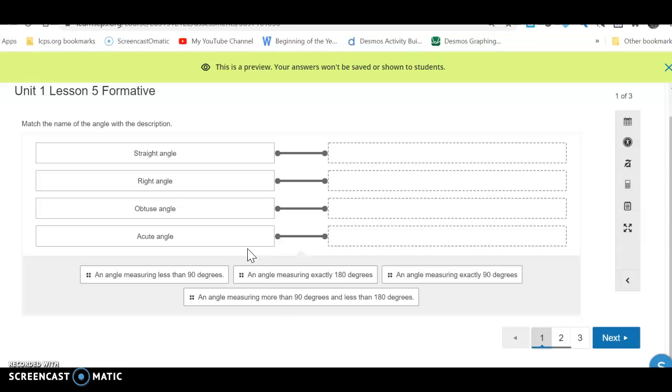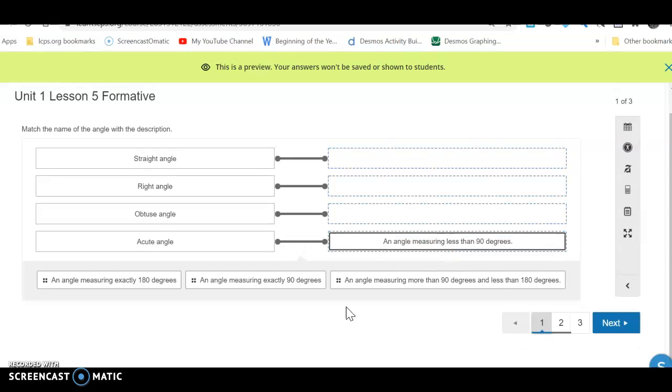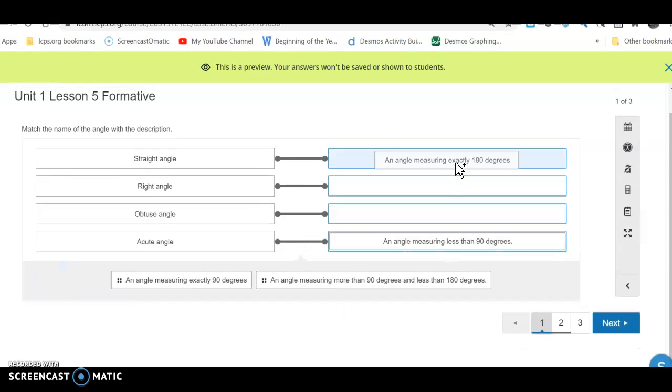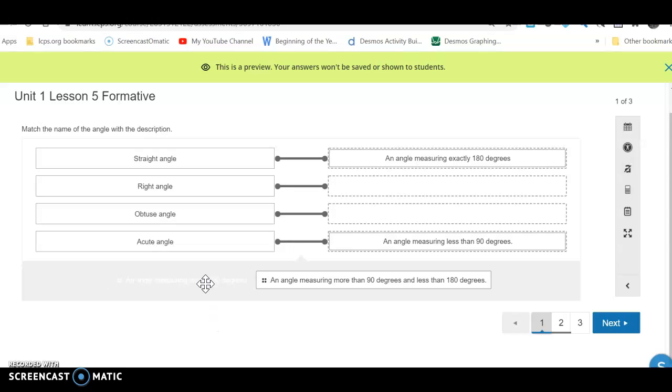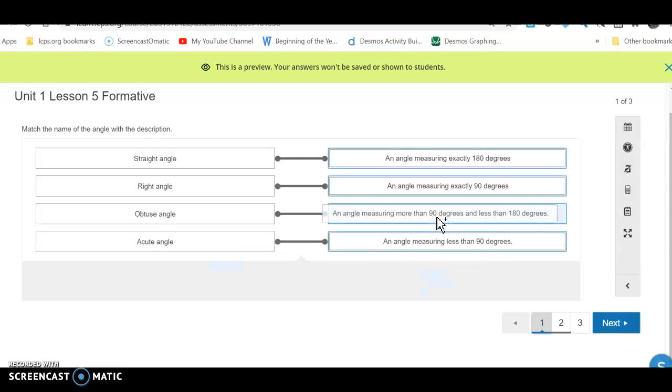So an angle measuring less than 90 degrees, that's an acute angle. An angle measuring exactly 180 degrees, that's a straight angle. An angle measuring exactly 90 degrees is a right angle. And an obtuse angle is an angle measuring more than 90 degrees and less than 180.